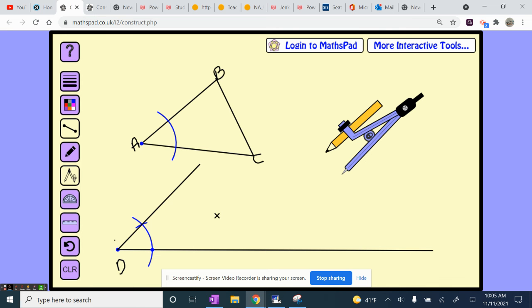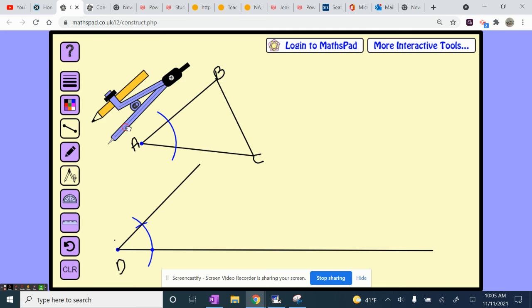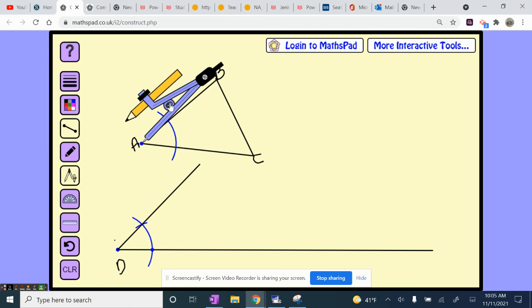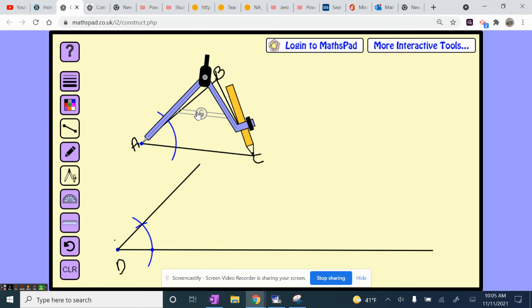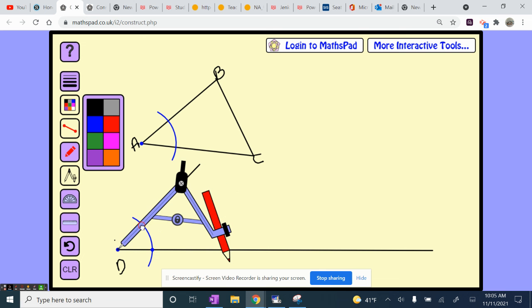The next thing we have to measure is the side. We need to measure one side, so we have to measure between A and C. Okay, so let's go ahead and do that. I'm going to put my needle on A, unlock my compass, open it up, and lock it right there. And I'm going to change my color to rojo, red. Now I'm going to move it down here and make an arc.